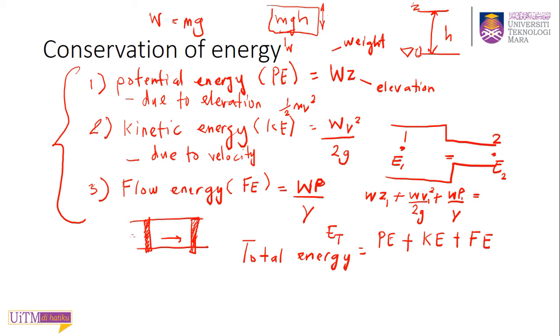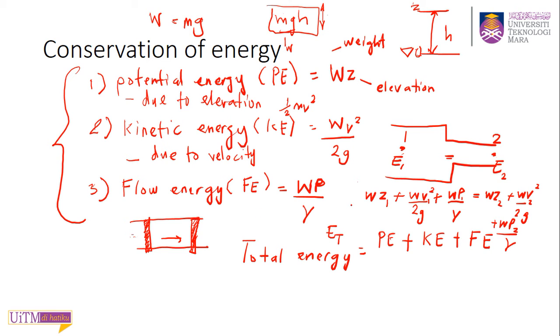Similar thing but at a different point. So you have your potential energy, WZ2, plus your kinetic energy WV2 squared over 2G, plus you have your weight times pressure 2 over specific weight. So this is the energy balance. That's what we call energy balance. The energy at point 1 is equal to the energy at point 2. So this is conservation of energy.